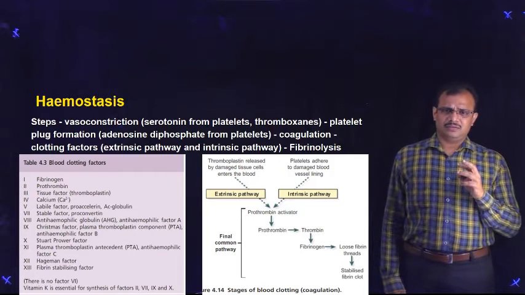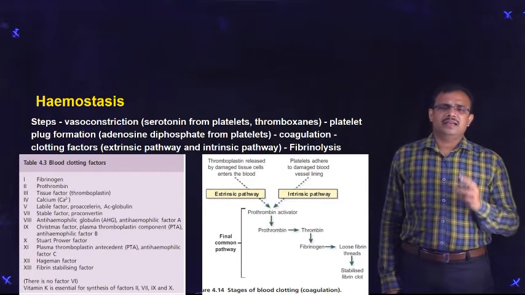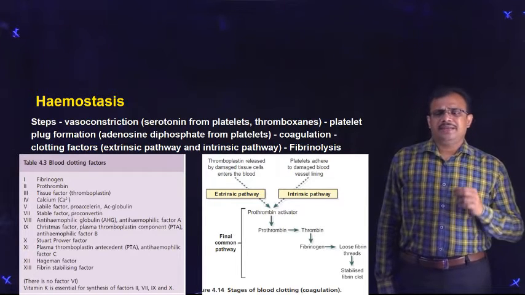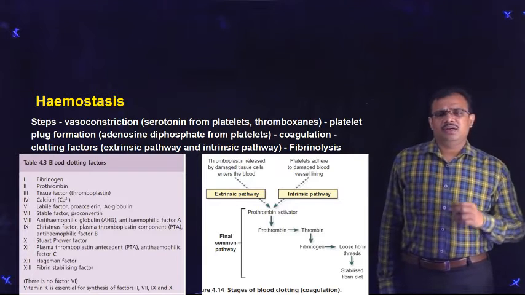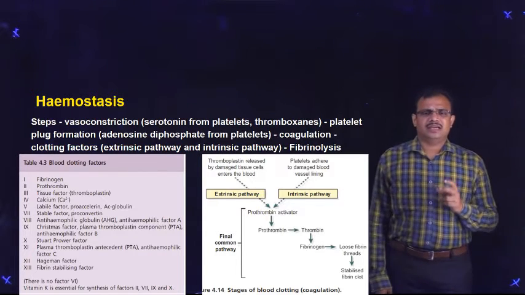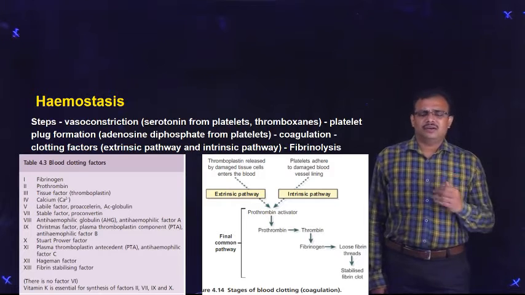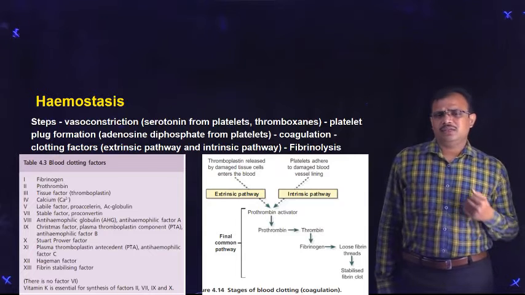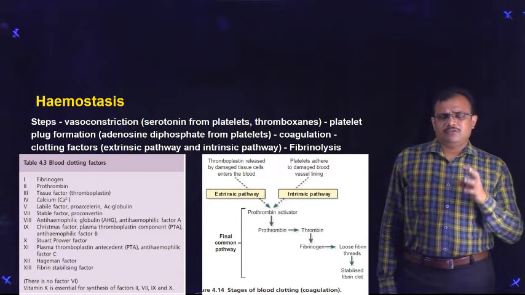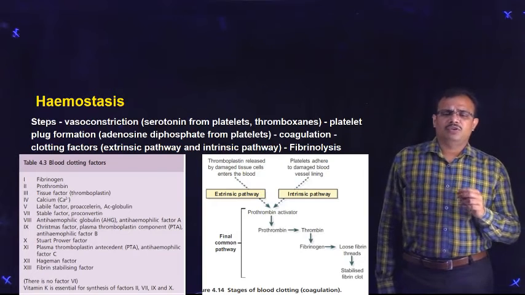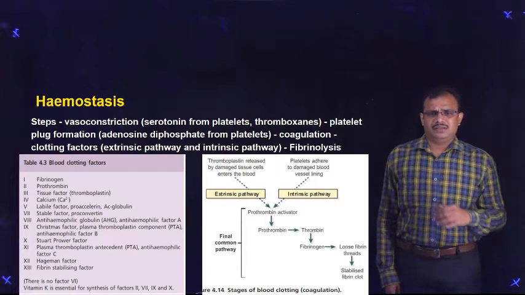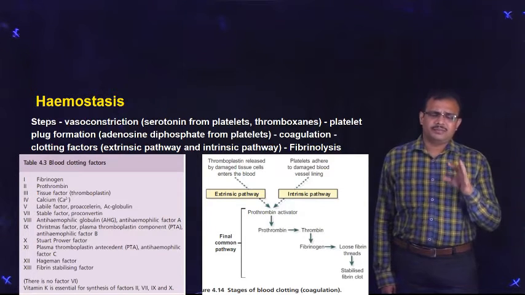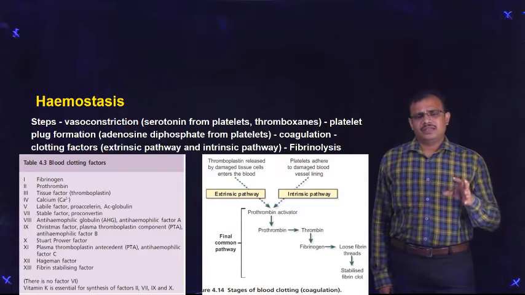And this homeostasis occurs in three different steps: vasoconstriction, platelet plug formation, and coagulation. These are the three steps which are necessary to prevent the loss of blood during any damage or rupture to the skin or to the blood vessels. And the last step is fibrinolysis, which is recovery from the repair. So these are the four steps which are essential for maintaining the blood flow or preventing the blood loss and maintenance of homeostasis.